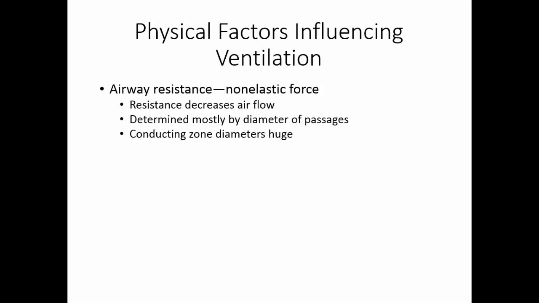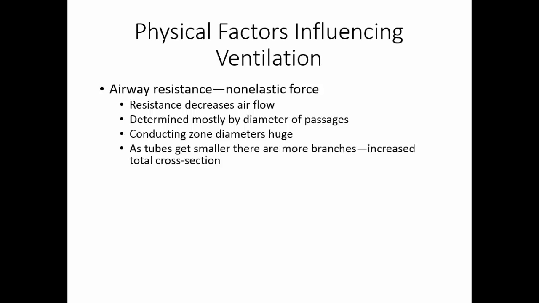Now, the conducting zone diameters are very large. As the air tubes get smaller, there are more and more branches, so we have that increased total cross-section like we had in the capillaries. At the very terminal bronchioles, the gas flow stops, but that's okay because we've gotten the gas to the alveolar sacs and diffusion is going to take over.